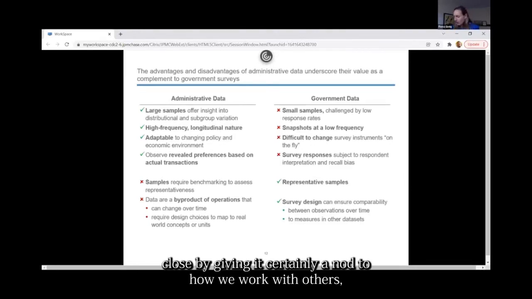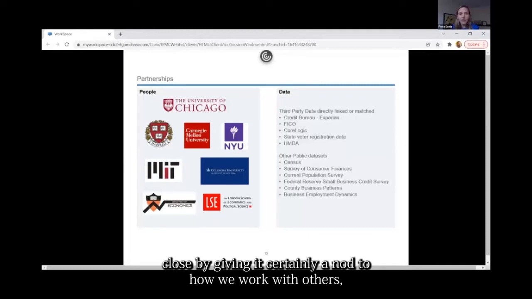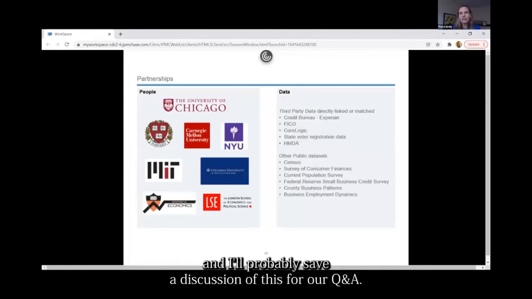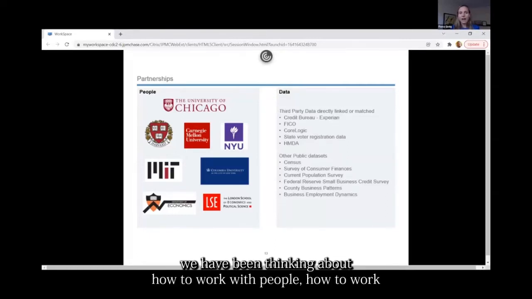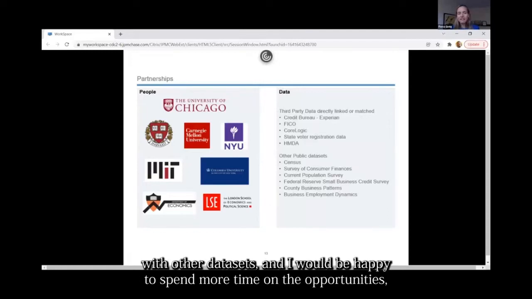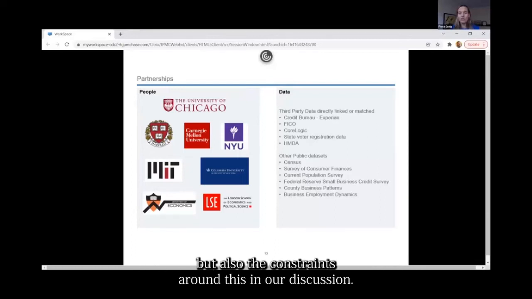So I'll close by giving certainly a nod to how we work with others, and I'll probably save a discussion of this for our Q&A. But needless to say, we have been thinking about how to work with people, how to work with other data sets, and I would be happy to spend more time on the opportunities, but also the constraints around this in our discussion. Thank you.